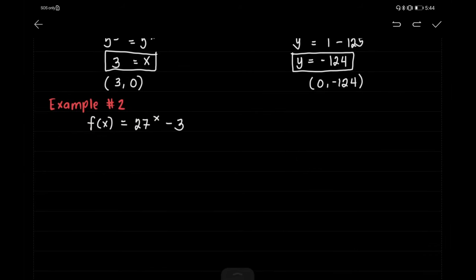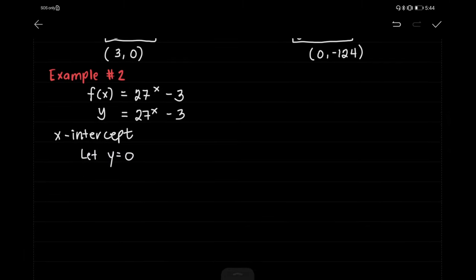Let us have here another example. Example number 2. So, we have here f of x is equal to 27 raised to x minus 3. So, the first step is we have to change the f of x into y. Then, bring down the rest, 27 raised to x minus 3. So, let us solve for the x-intercept. To solve for the value of our x-intercept, we have to let the value of our y, which is equal to 0.